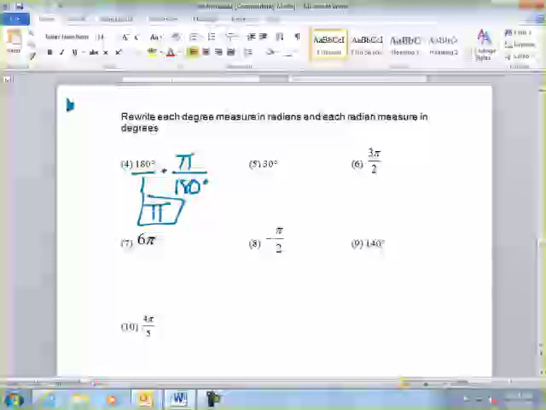For the next one, there's a fraction. Degrees goes on bottom, so it'll cancel with pi on top. And then we need to reduce. How many times does 30 go into 180? 6. So we get pi over 6. It's one of our special angles because of the 30, 60, 90.